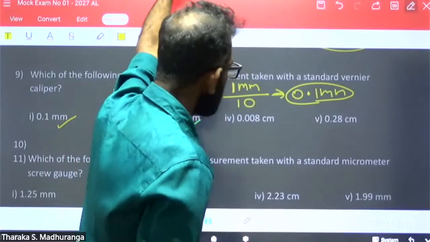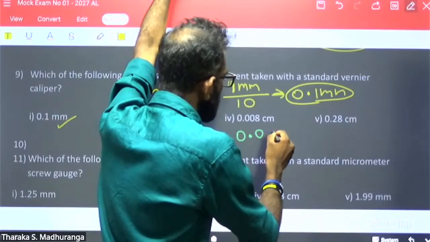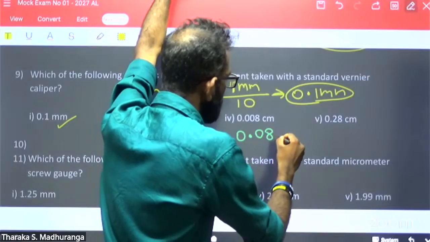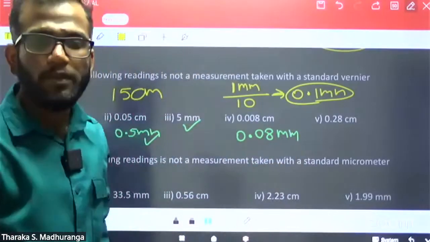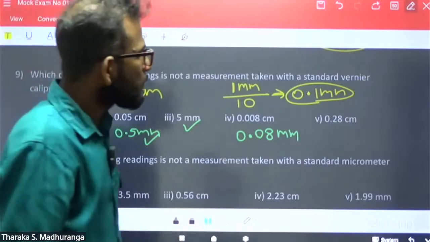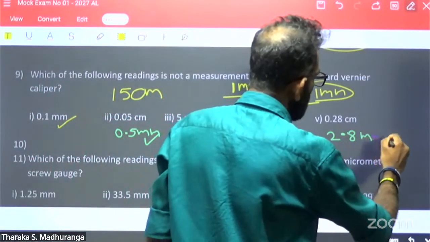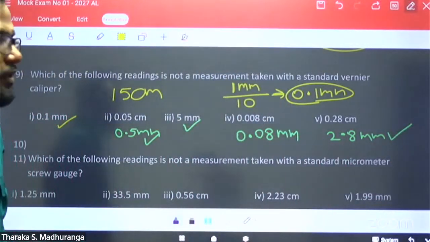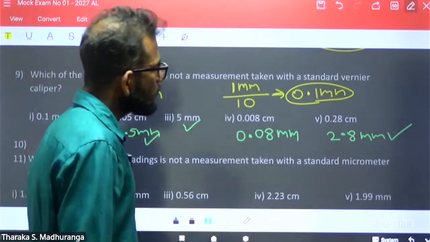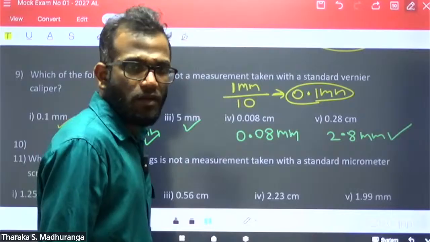0.08 centimeter, that means 0.8 millimeter. It has a problem, no? This one, 2.8 millimeters, okay. 2.8 millimeters is okay. But is it possible to get 0.08 millimeter? No. Why?